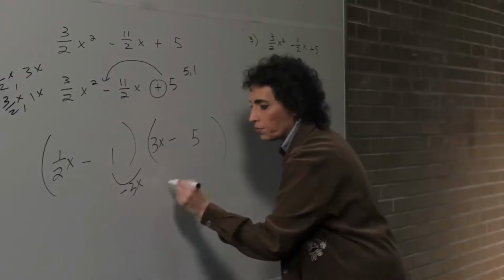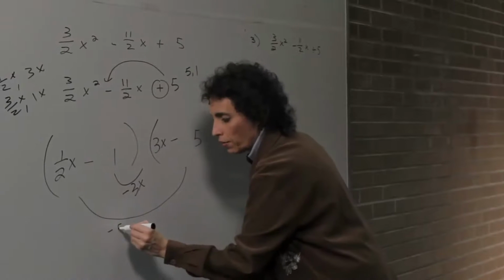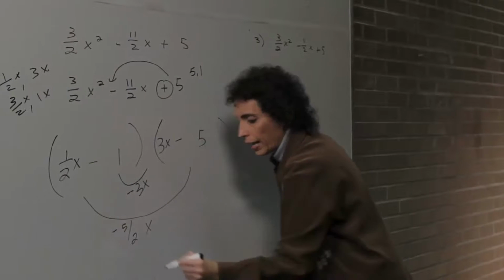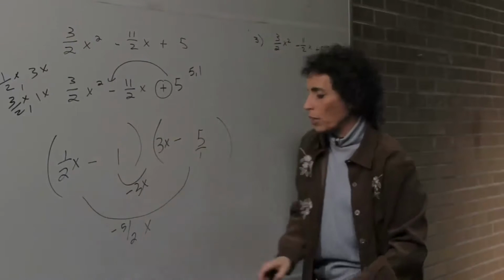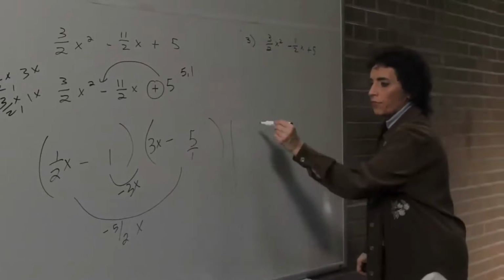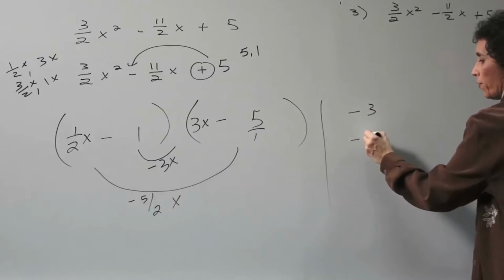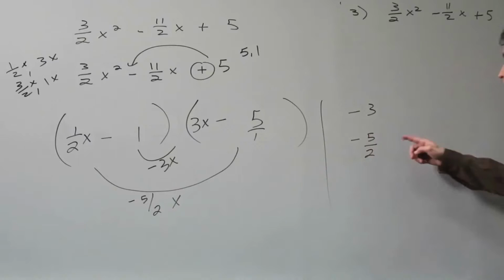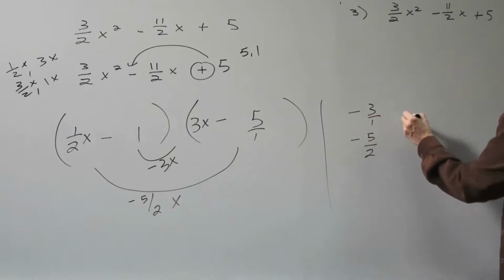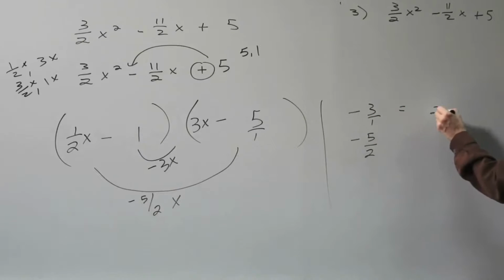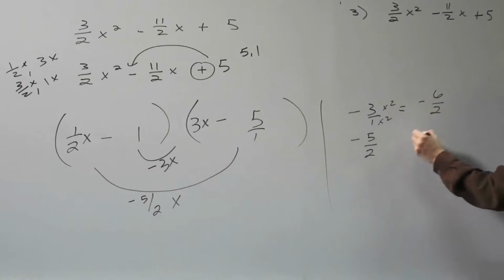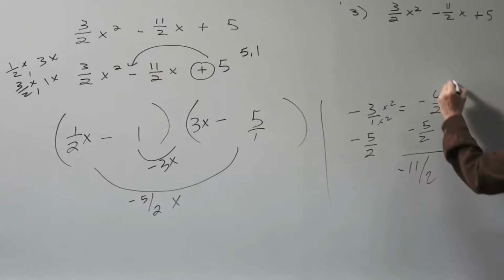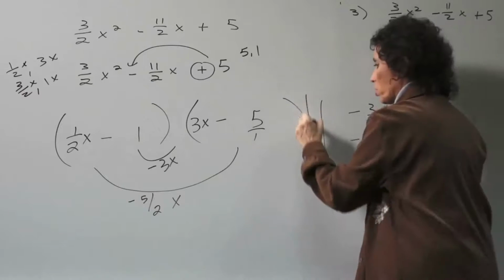And here we go. Negative 3x, negative 5 halves x, because this is 5 over 1. 5 halves x. Now watch what I have here. I have negative 3 and negative 5 halves. To combine them, I need a common denominator. So this is 2, negative 6 halves, negative 5 halves. There's my negative 11 halves. That was ugly, but it worked.